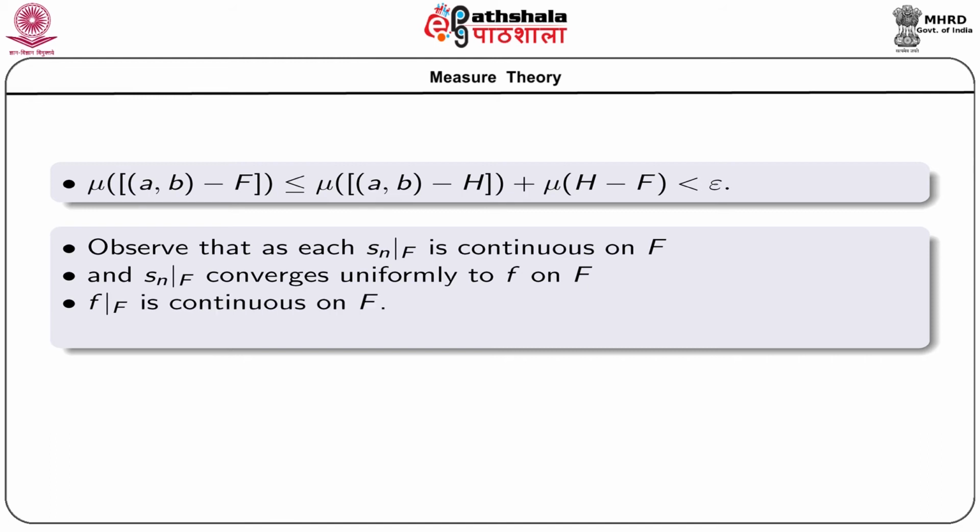The restriction of small f on capital F is continuous on capital F, because we know that if a sequence of continuous functions converges uniformly to a function, then the limit function is continuous, and this completes the proof of this result.